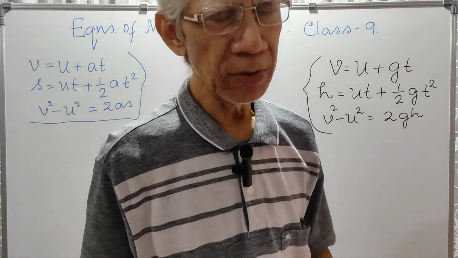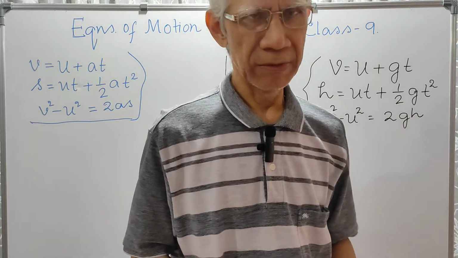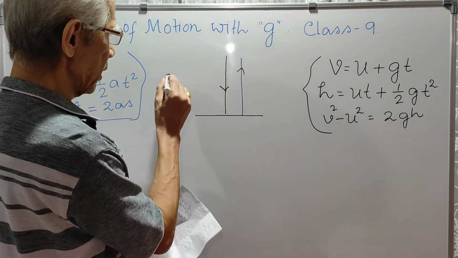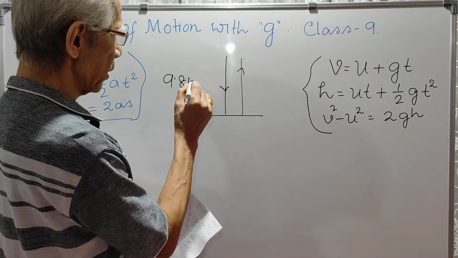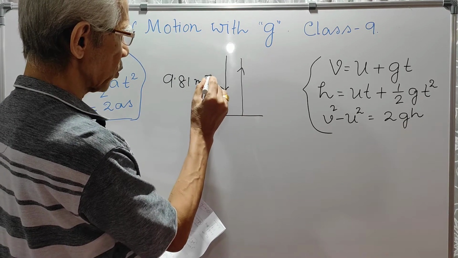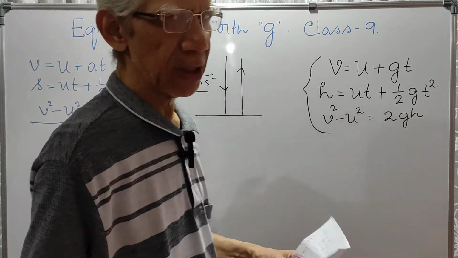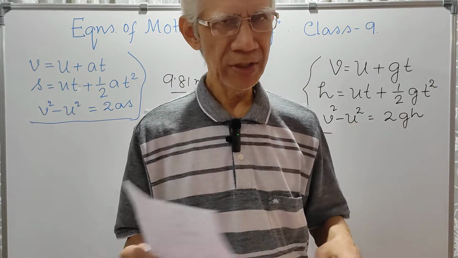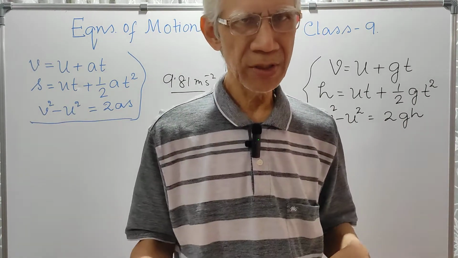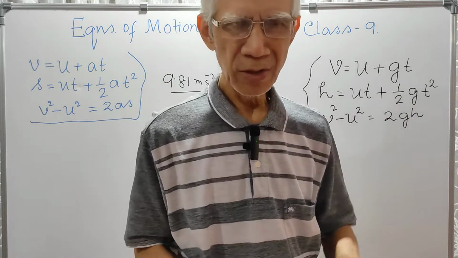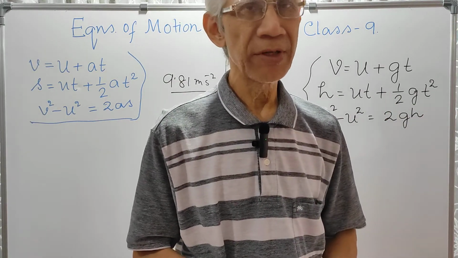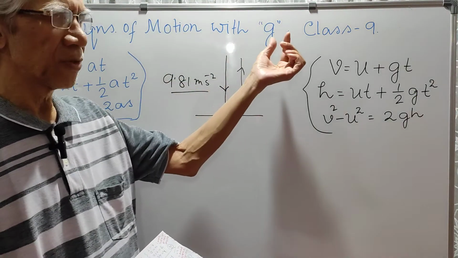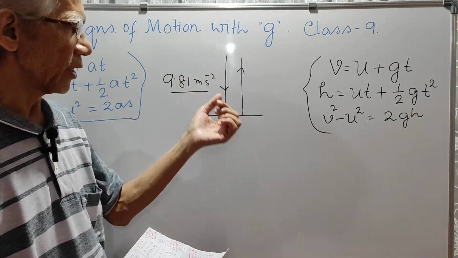Now scientists have found out the average value of g is 9.81 meter per second square. The average value of g, why average? Because on Earth's surface at different positions, at different locations, the value of g is different. Which you will learn in the chapter of gravitation in class 9. All right. So this is the average value of g, 9.81 meter per second square.